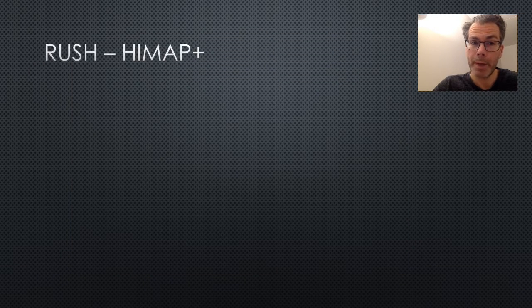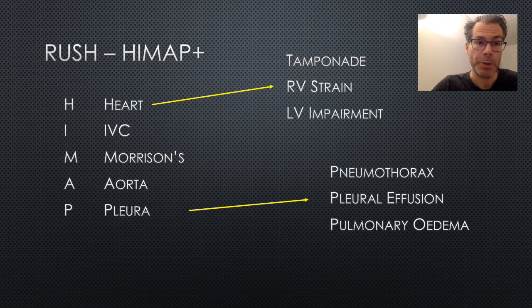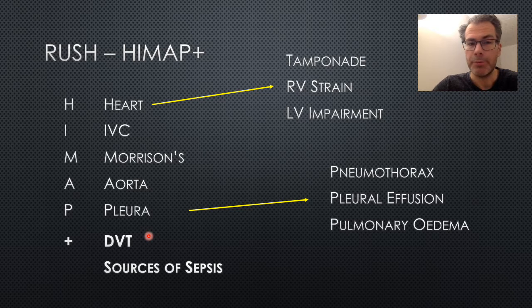So I think the HIMAP system is good, it's easy to remember, it's a nice structure, but we should also have some flexibility. So, we can leave out bits of the HIMAP if we don't think they're relevant, and we can also add things on. So if you saw RV strain on the heart view, you may decide to look for a DVT. Or if you found no obvious source of shock and you were suspecting sepsis, you might look for sources of sepsis.